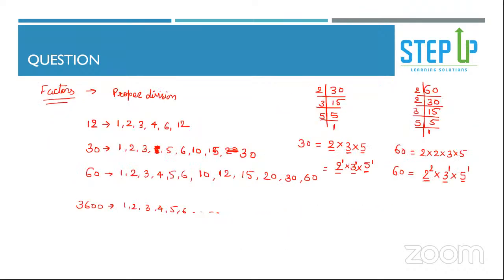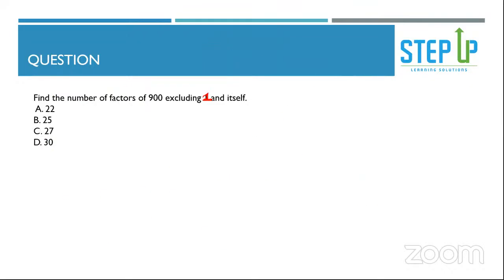Now, one minute. If I go back to 60, if I say excluding 1 and itself, then basically from the total number of factors, I'm subtracting 2, 1 and itself, right? So I should calculate the total number of factors and then subtract 2, that is 1 and 900. So basically you need to subtract 2 numbers. So what would be your answer?